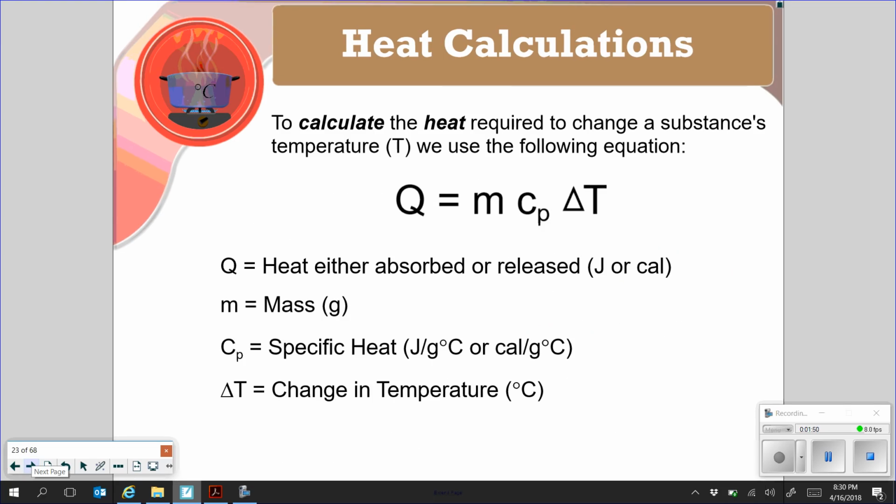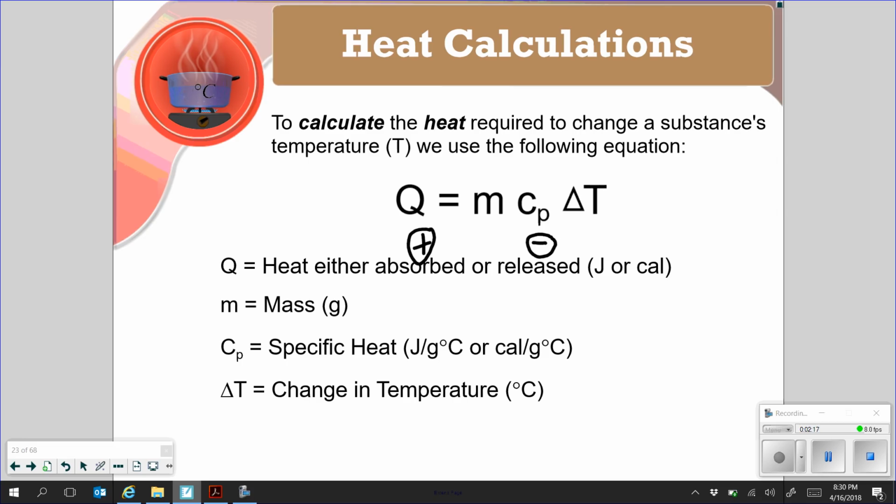When we're calculating the heat that's required to change a substance's temperature, we're going to use the following equation. Q equals MC change in T, or Q equals mcΔT. Your Q value is going to be the heat that is either absorbed or released, and this is either going to be in joules or in calories. It's important to note that if your heat is absorbed, your Q value is going to be positive, and if your heat is released, your Q value is going to be negative.